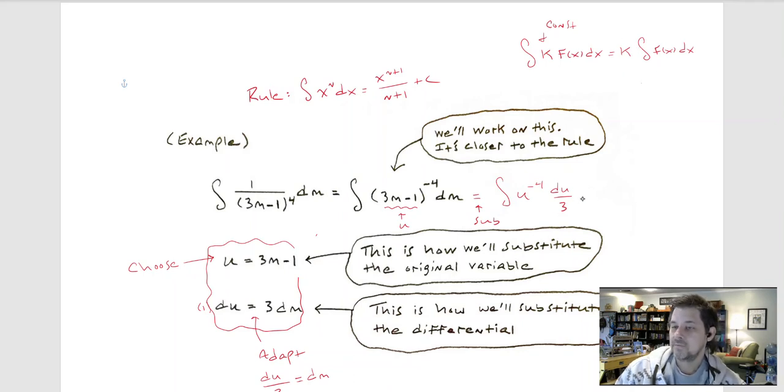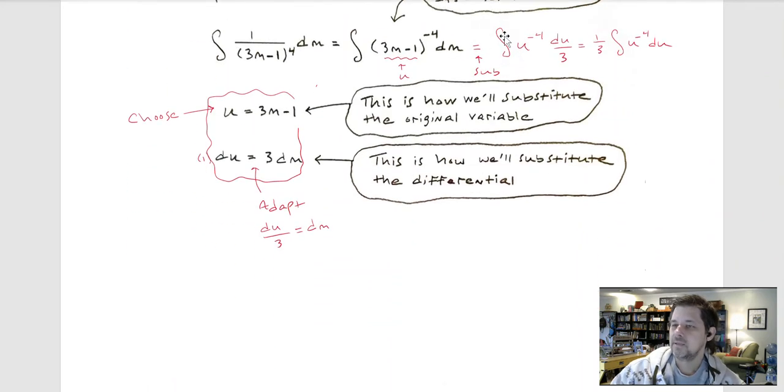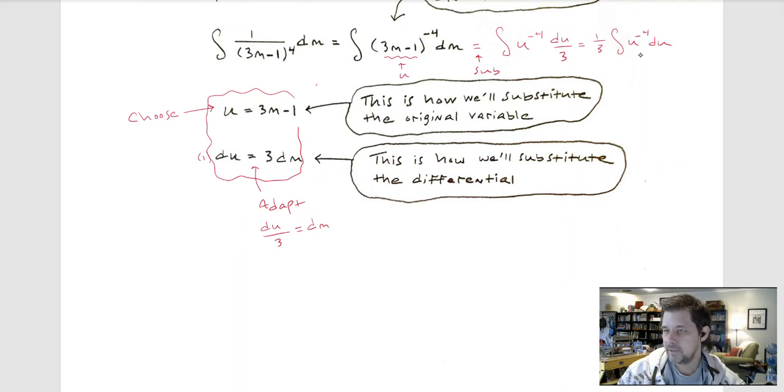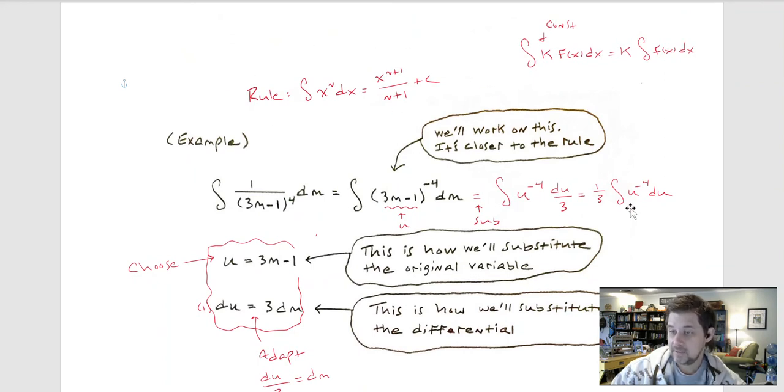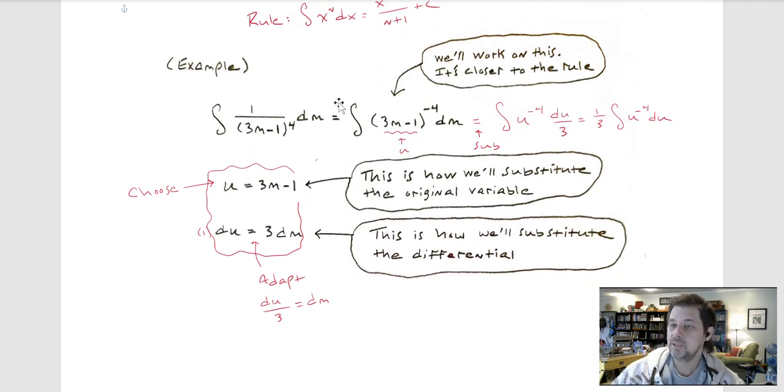So this over 3, this is actually a 1/3. So we're going to say, well, this is 1/3 times u to the minus 4 power du. All right. And then we'll worry about the 1/3 later. We'll just work this and we'll worry about it later. Now, the rule's applicable, right? The variable's u, it says u to the minus 4 power. This is exactly what I wanted. I wanted this rule to be applicable. So, okay, here goes then.